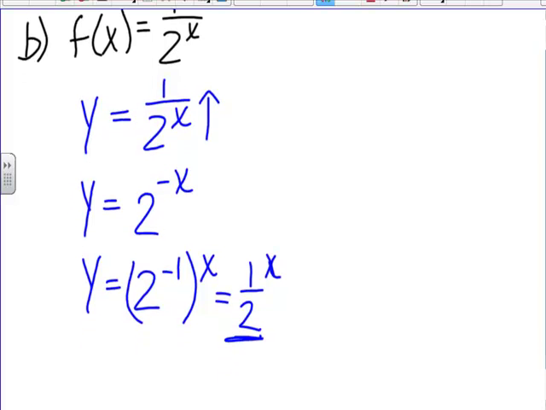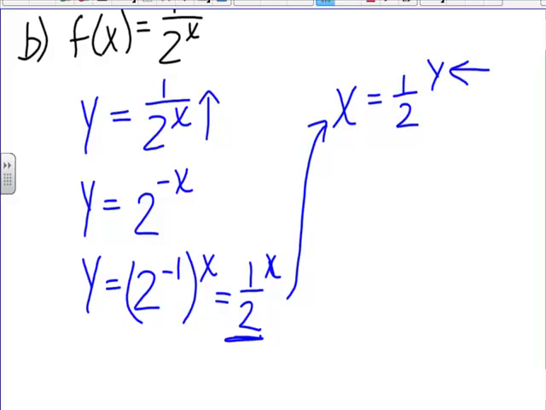Okay. So now I'm going to go ahead and do my inverse. So I'm going to switch my x and my y. So I have x is equal to 1/2 to the y, but now I need to solve for y. Once again, a logarithm is an exponent. Y is in the exponent position, so I'm going to write y equals log. In this case, my base is 1/2, and I put my x right there.